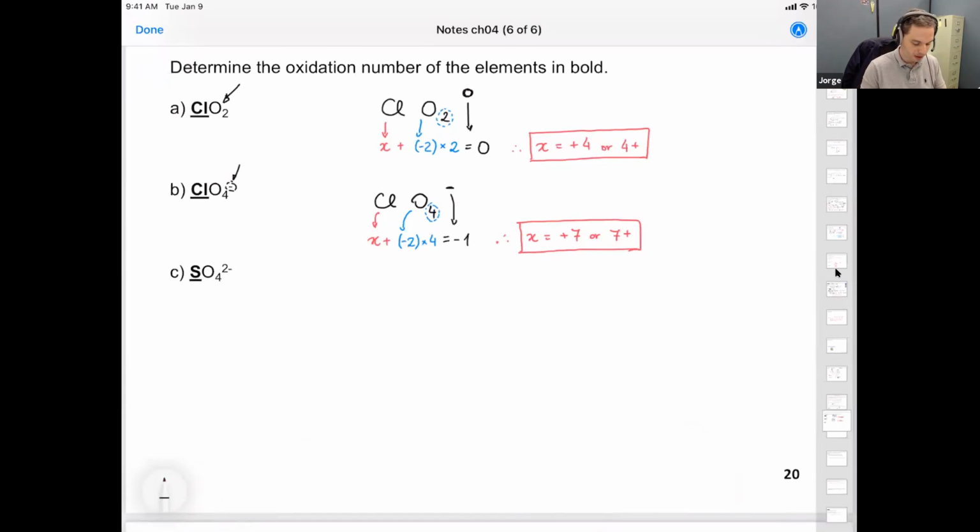And finally, the last example here, SO4 or sulfate ion. Now for SO4, we have a net charge of 2 minus. That means the sum of the oxidation numbers for all the atoms in the structure of the sulfate ion has to be equal to -2.